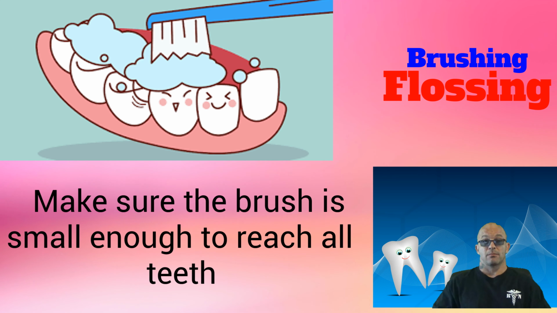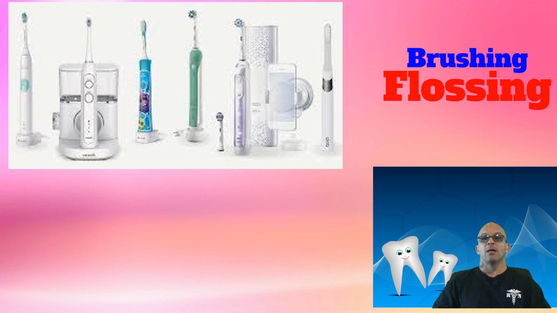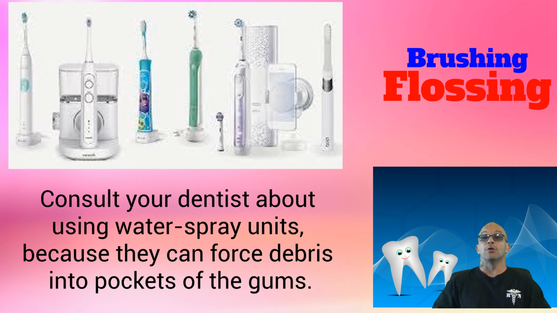We will now discuss brushing and flossing. We need to make sure the brush is small enough to reach all the teeth. If it is too firm, it can injure the enamel and gum tissue. Electric toothbrushes are effective. However, you should consult with your dentist about using water spray units because they can force debris into pockets of the gums.